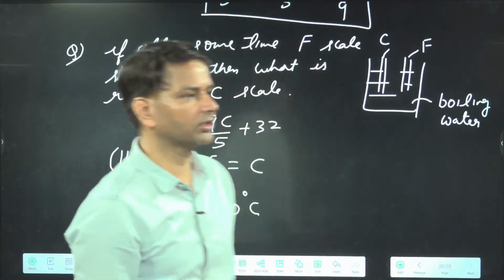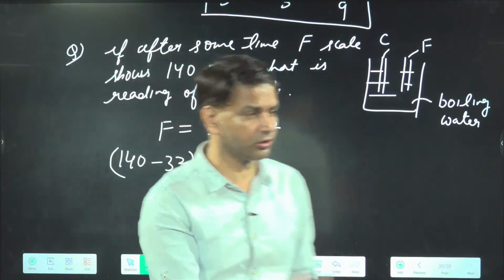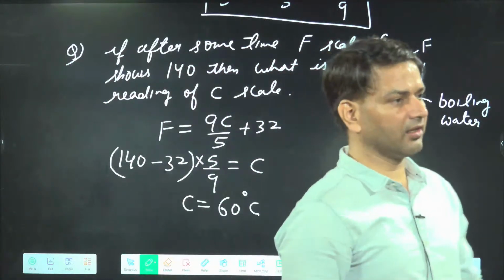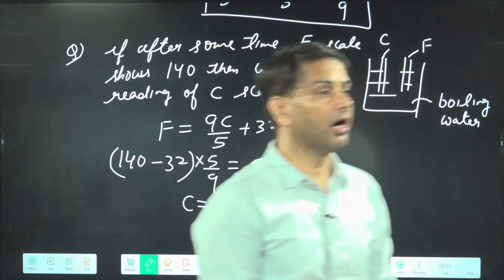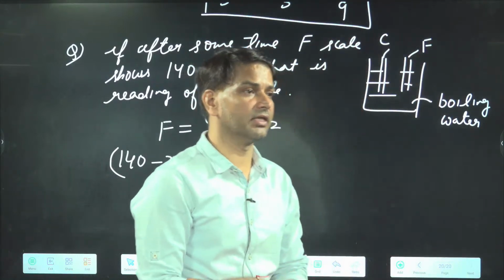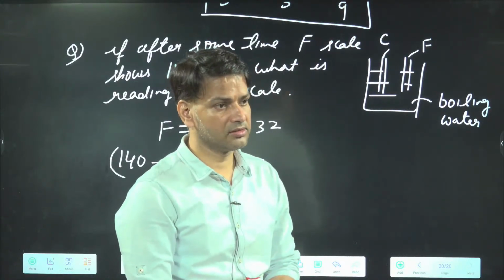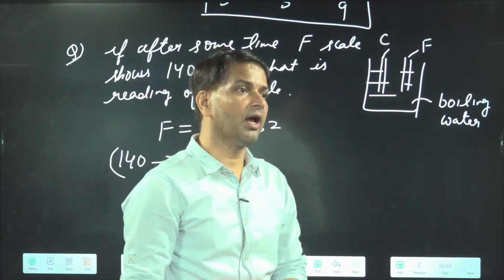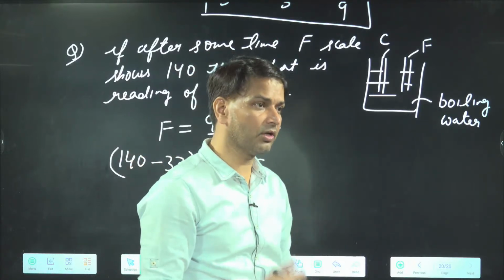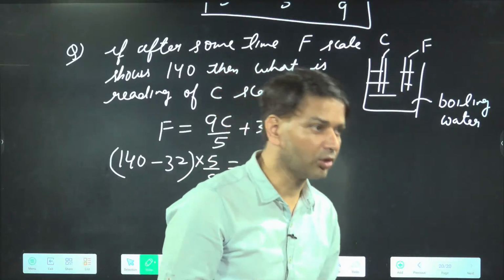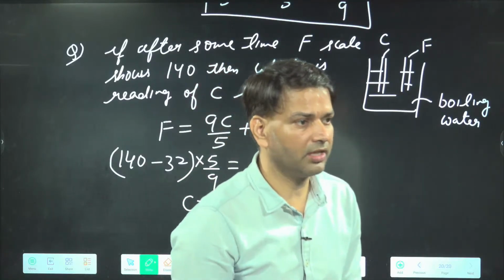So we got the temperature: when the Fahrenheit scale is showing 140, the Celsius scale will show 60. Suppose I am not asking this directly, but I am saying how much temperature fall in the Celsius scale? 40. Why? Earlier it was boiling, so that was 100. Now it is showing 60. So how much temperature fall? 40. Getting it or not? So the temperature fall is 40.